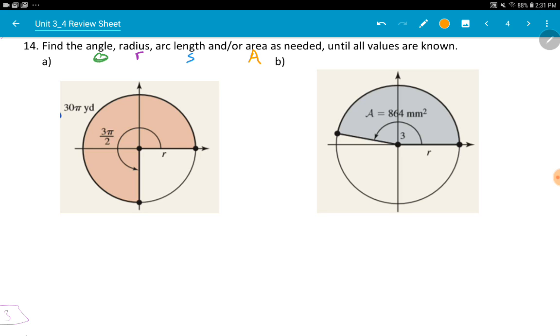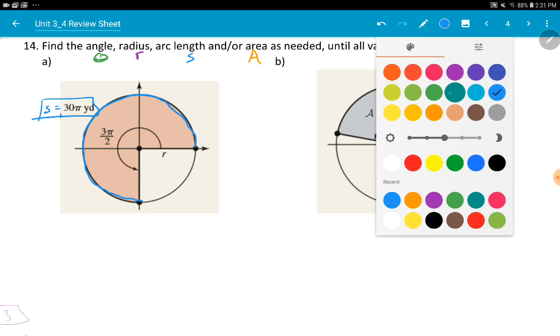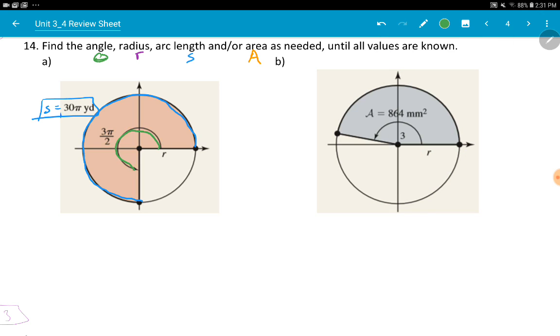So in part A, looks like we're given arc length. This line right here is the arc length, which is 30 pi. And we are also given the angle, which is this piece right here, which is 3 pi over 2. And we need to find area and the radius. So to find the area, we would need the radius. So let's find the radius first.